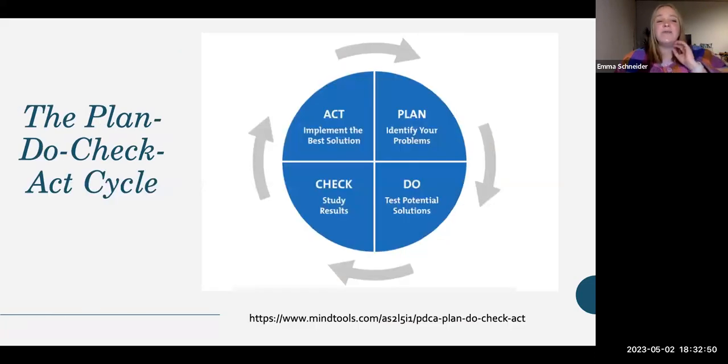Another option, if maybe you're not so keen on using the other model, the good old plan, do, act cycle is great, because again, you plan, you identify your problems, you test out potential solutions, you then check to see if things have changed, and then you implement solutions again, and then you keep going around. Again, it highlights this continual process around implementing change and evaluating change over time.